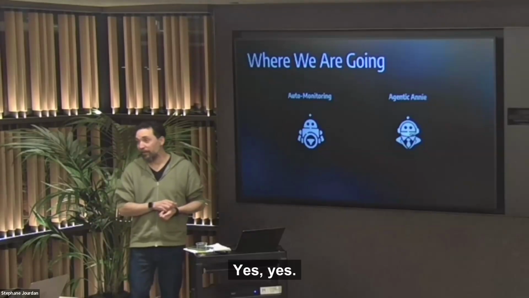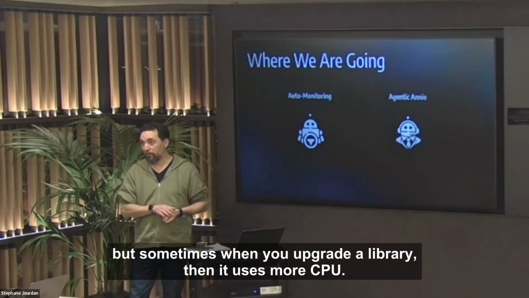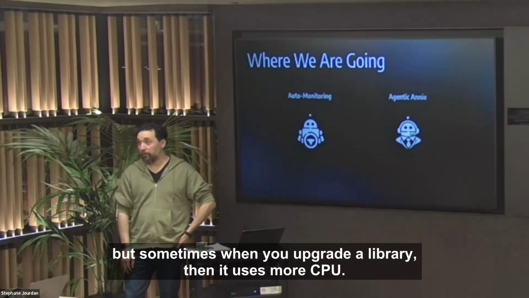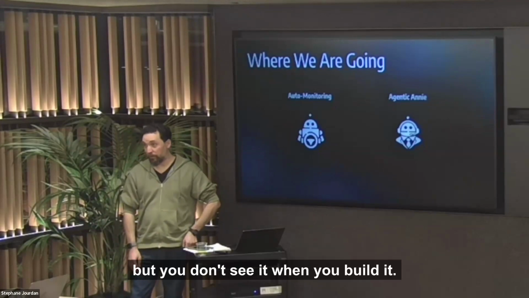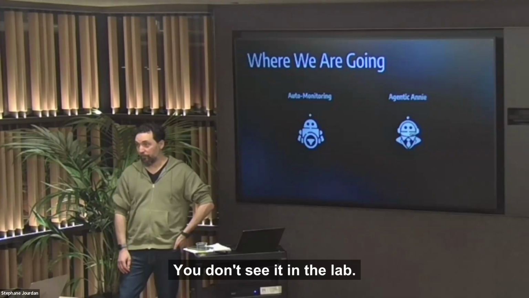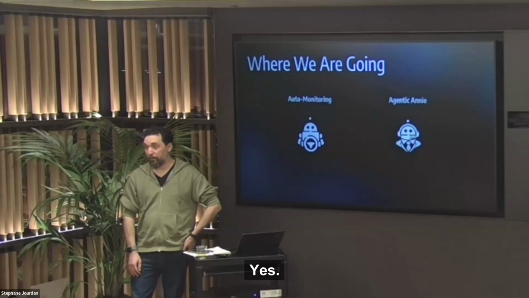No, it's not going to be that the build would be broken, but sometimes when you upgrade a library, then it uses more CPU, and then you see the problem in production, but you don't see it when you build it. You don't see it in the lab. It actually materializes in production.